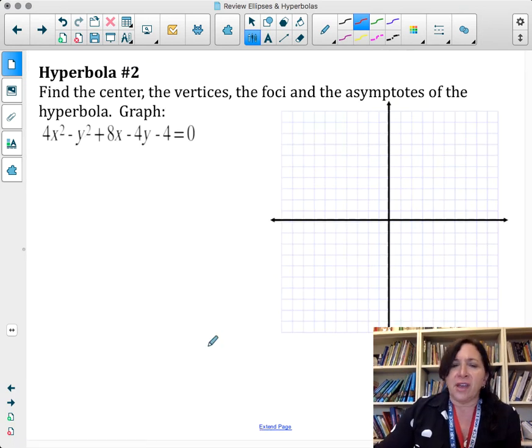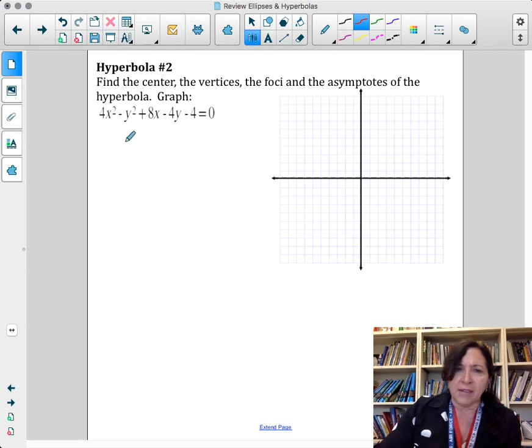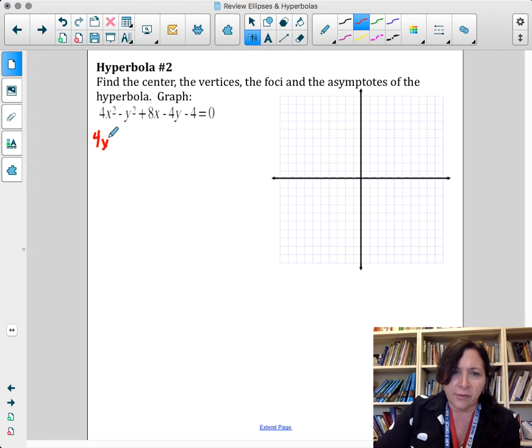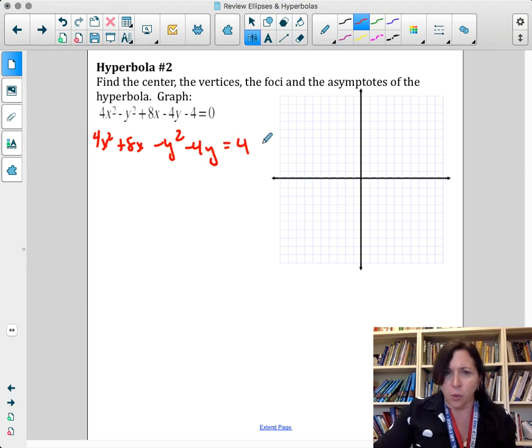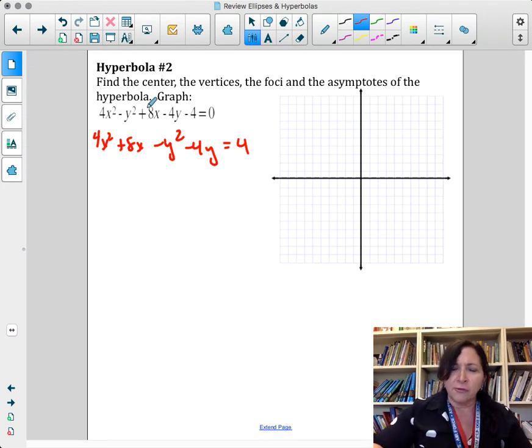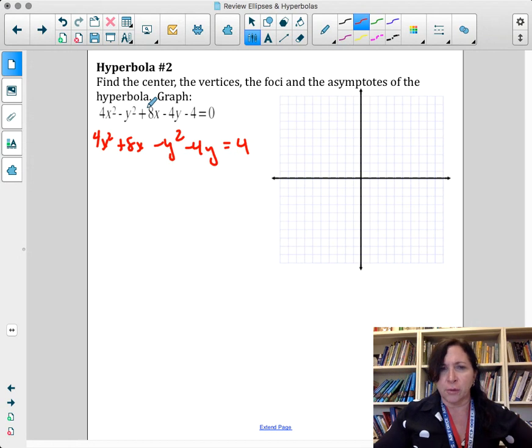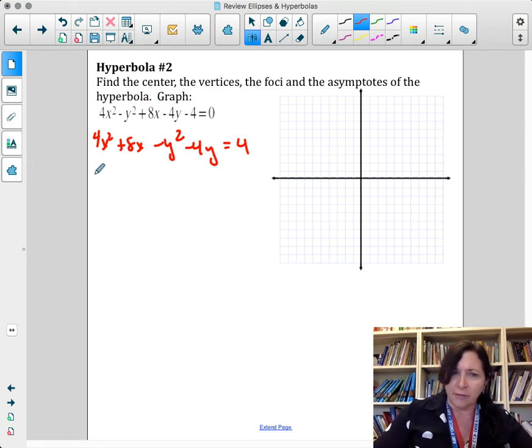For number 2, it says same kind of problem, but in this case, we are going to complete the square. So I'm going to group my x's. So I've got 4x squared plus 8x minus y squared minus 4y is equal to 4. So what we have so far is I've got x's and y's, and in doing that, I notice that I have a value in front of my x squared term, so I'm going to need to temporarily factor that out. So we have x squared plus 2x, half of 2 is 1, 1 squared is 1.